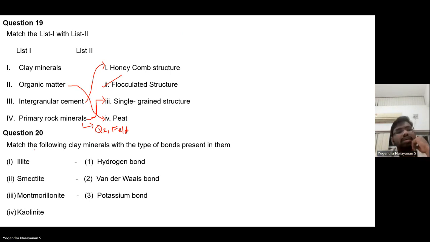Now question 20. Match the following clay minerals with the types of bonds present in them. Illite, smectite, montmorillonite, and kaolinite. Hydrogen bond, van der Waals bond, potassium bond.